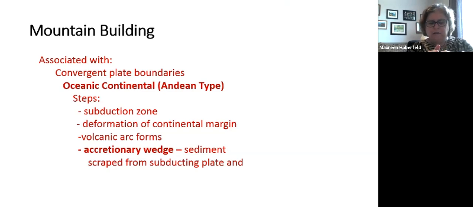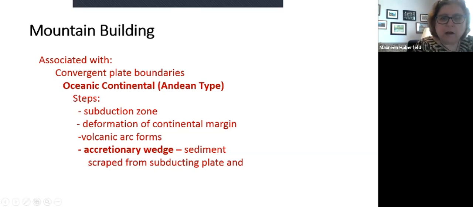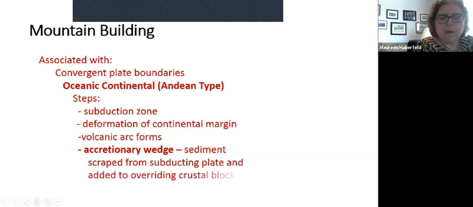And then as the rock gets subducted deeper into the mantle, it starts to melt. That melted material moves its way up and forms further inland on the non-subducted continental plate a volcanic arc. So you get two parallel mountain ranges, one from the accretionary wedge right on the edge, and then one further inland from the volcanic arc. That's what happens with an oceanic continental plate boundary. Accreted means it gets added to the overriding crustal block.